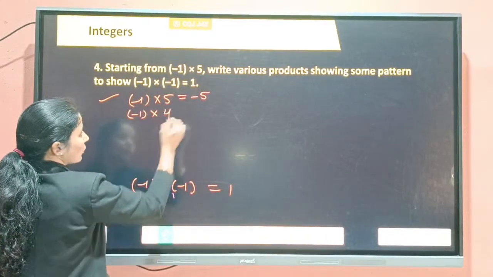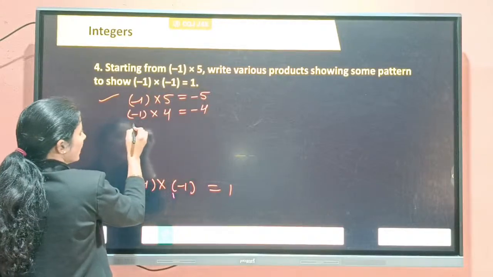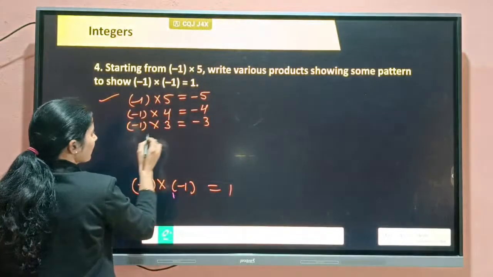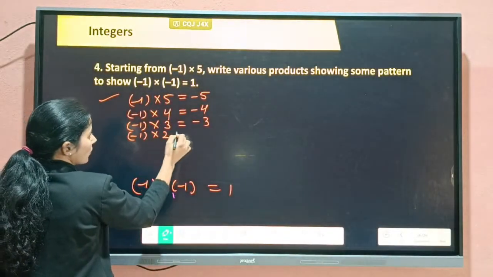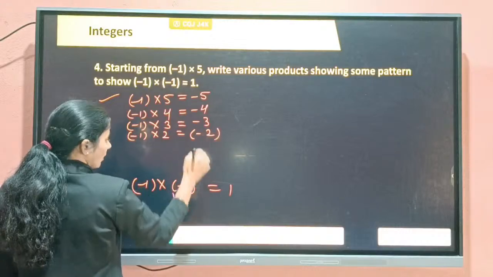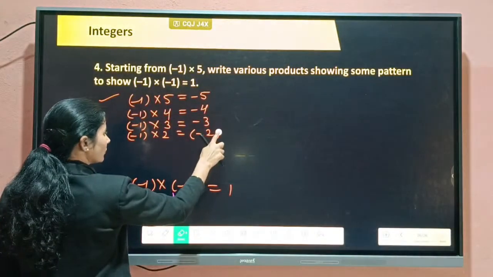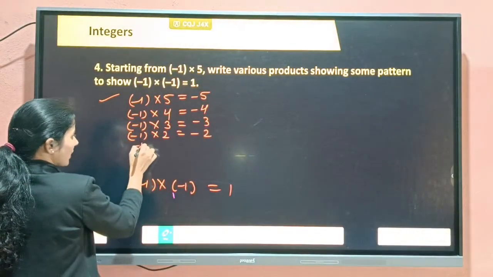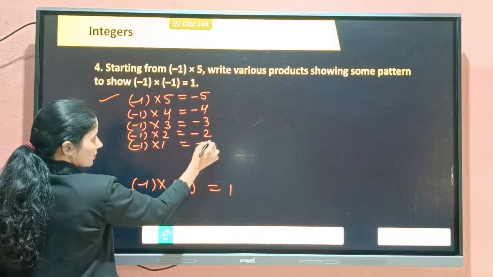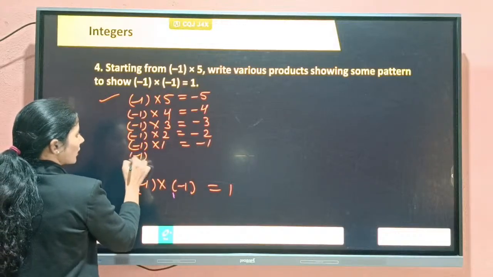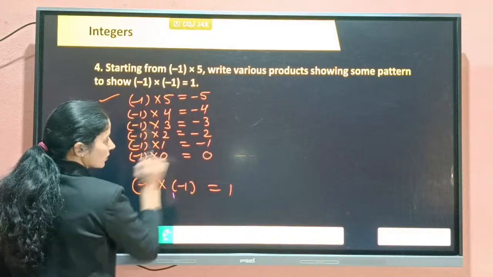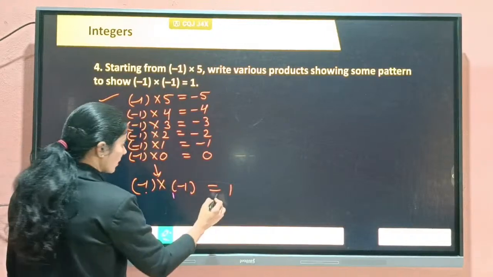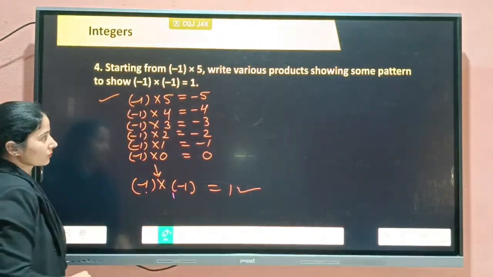Minus 1 into 4, answer is minus 4. Minus 1 into 3, answer is minus 3. Minus 1 into 2, answer is minus 2. Further, minus 1 with 1, answer is minus 1. Minus 1 multiplied with 0, answer is 0. And then in the next step, you will write minus 1 multiplied with minus 1, answer is plus 1.